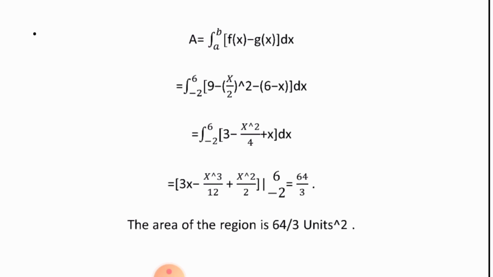Now the integral from negative 2 to 6 of 3 minus x squared over 4 minus 6 plus x dx equals 3x minus x cubed over 12 plus x squared over 2 evaluated from negative 2 to 6, which equals 64 over 3. So the area of the region is 64 over 3 units squared. This will be the topic on areas between curves.